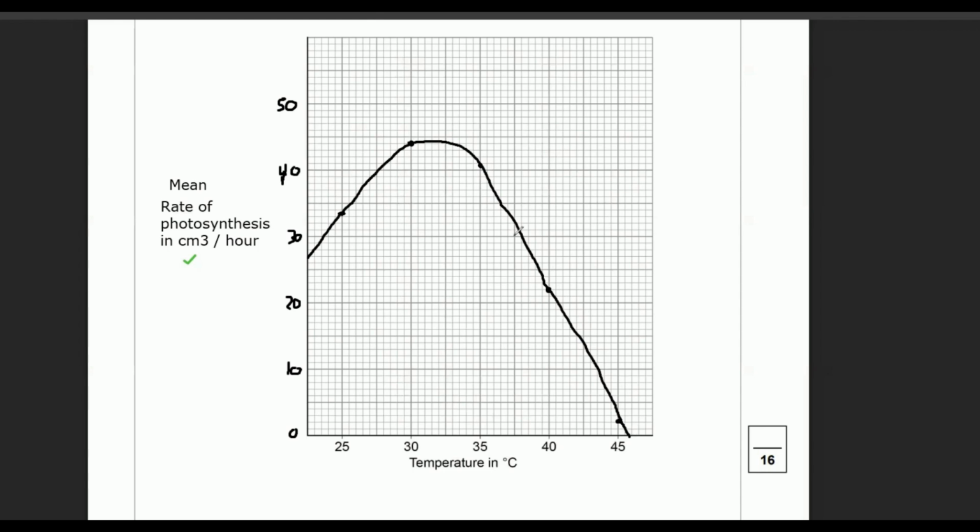There we go. Gone through all the points. Nice straight line of best fit. Not straight line, curved line of best fit. Through all the points. One line. Don't take your hand off the paper. And there we go.